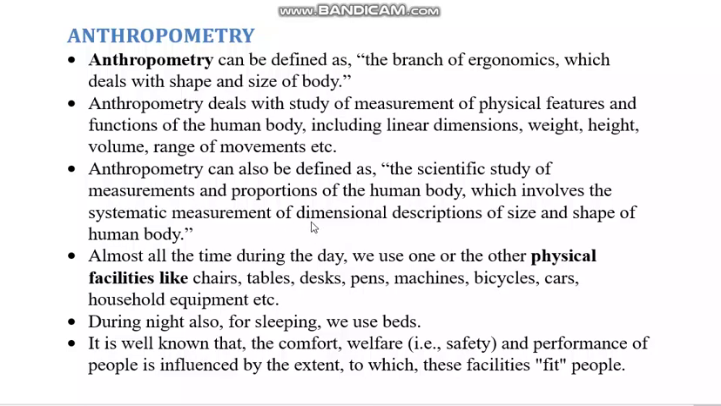I will show you one image in which we see what type of dimensions anthropometry normally deals with. Almost all the time during the day we use one or the other physical facilities like chairs. Wherever we go, we look for sitting down: chairs, tables, desks, pens, machines, bicycles, cars, household equipment, etc. Can we think of living without these things? It is very difficult to live.